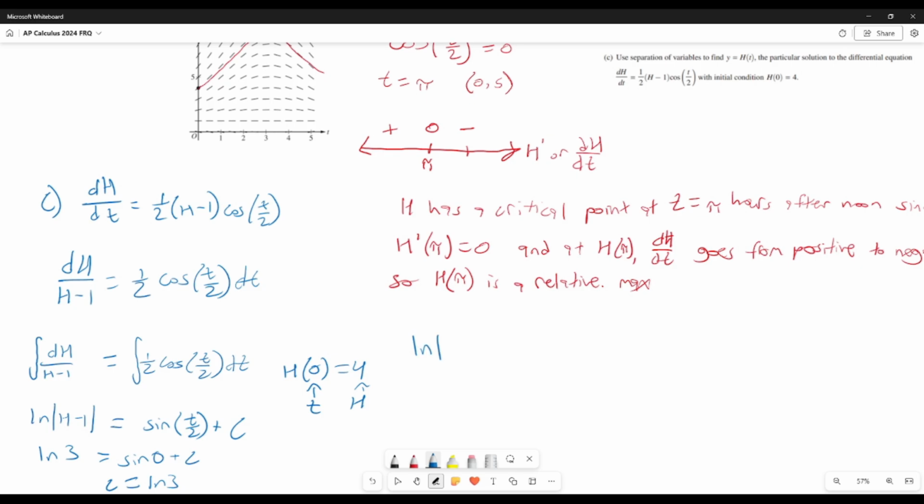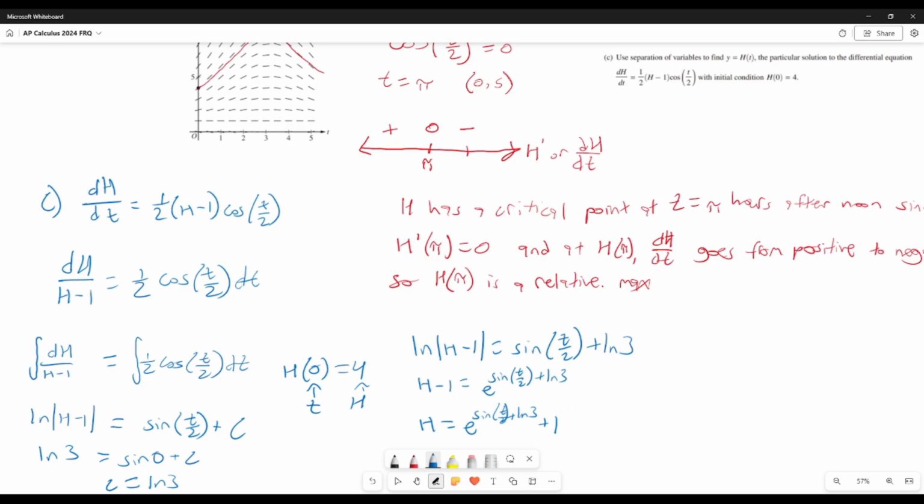So now we can further solve this. Now, I believe you should be able to leave it in this format. If you would like to further solve it, then you can make it h minus 1 equals e to the sine of t over 2 plus the natural log of 3, or h equals e to the sine of t over 2, plus the natural log of 3 plus 1.